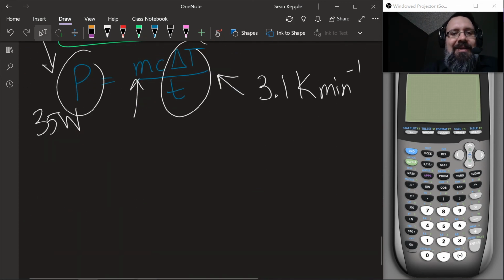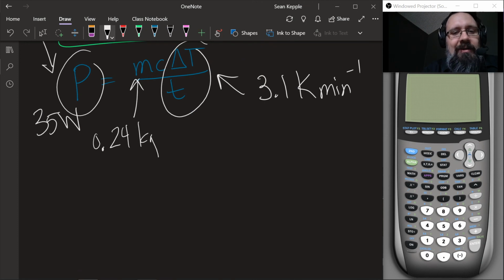You'll notice that it didn't give the mass in milliliters. And the reason why is because this is not water. If it was water, they could have said 240 milliliters, but this is not water. This is just some mystery substance that we don't know what it is. So we can't assume that a milliliter is a gram because it's not water.